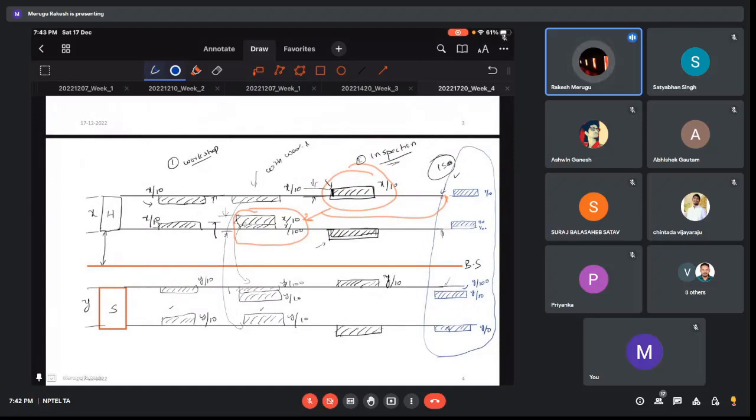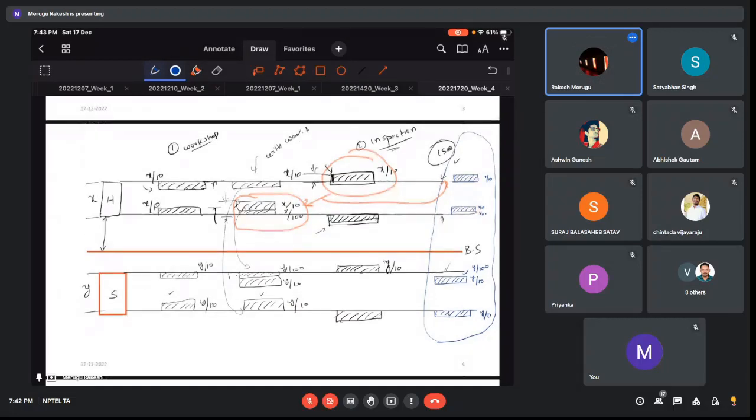Okay. Just remember this diagram. It's quite simple. So any doubts?